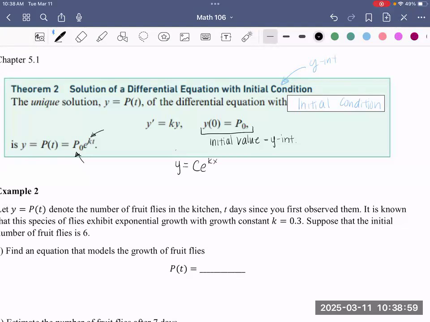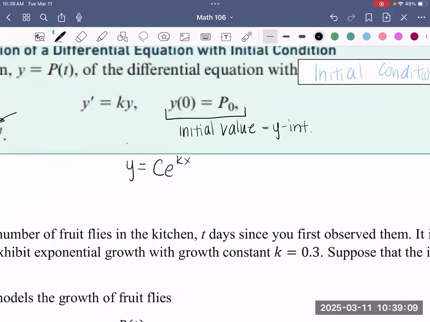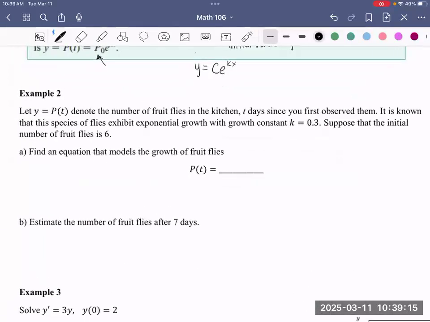They're just kind of swapping some different, what are these called? Different variables. So your initial, your p naught, this is also going to be, in our case, c. So let's see that in action.